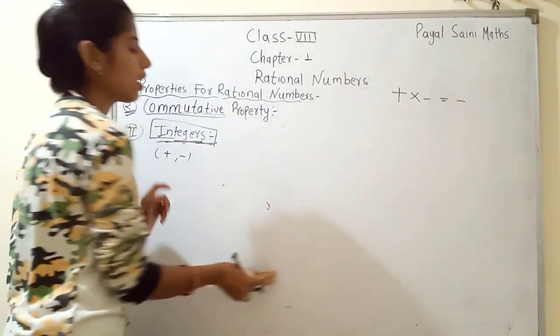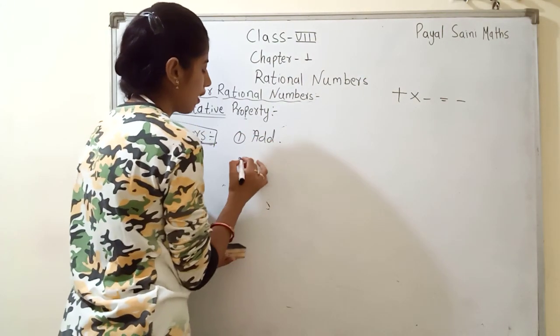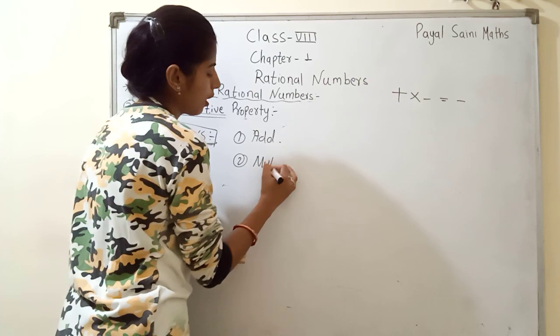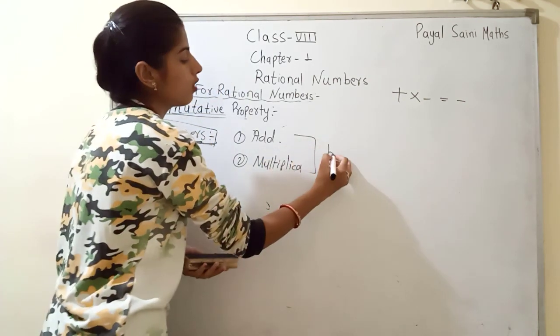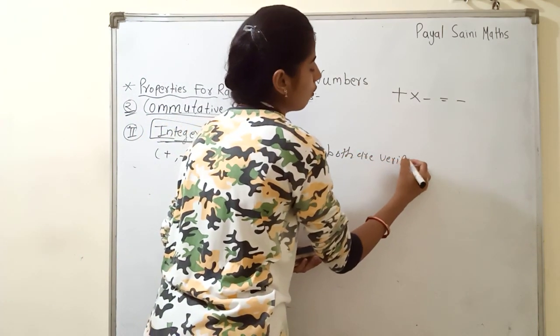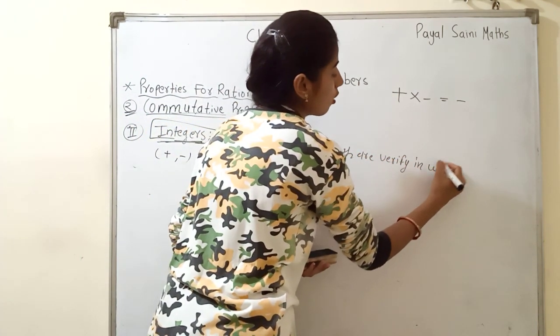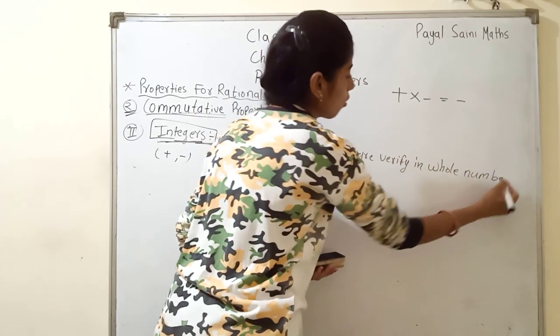And which operations are verified? First is addition and second is multiplication. Both are verified in whole numbers and also integers.